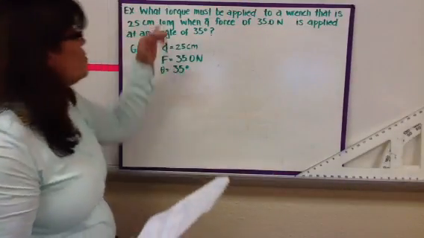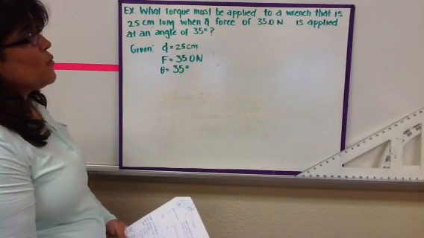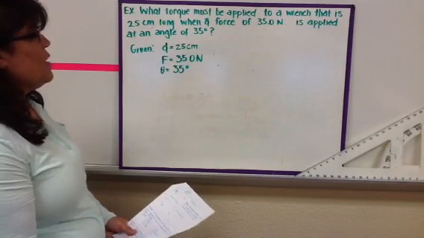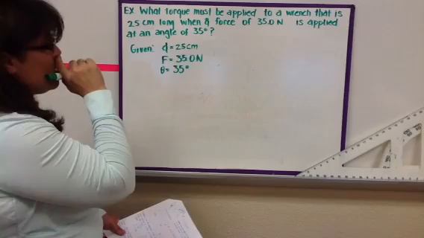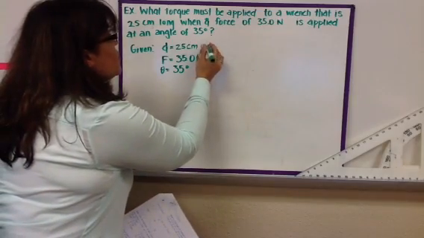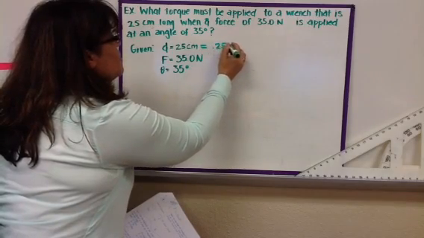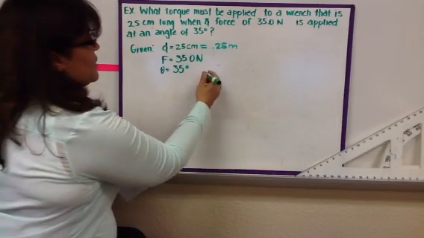Okay, what torque must be applied to a wrench that is 25 centimeters long when a force of 35 newtons is applied at an angle of 35 degrees? Okay, so first off, we're given that the D is 25 centimeters. We don't need to be in centimeters, we need to be in meters. So we're going to first off convert this 25 centimeters to 0.25 meters. 35 newtons is fine, and degrees is fine.